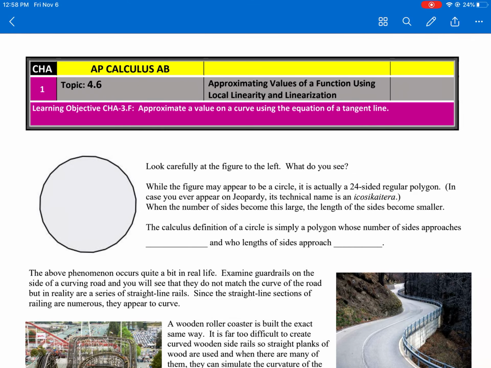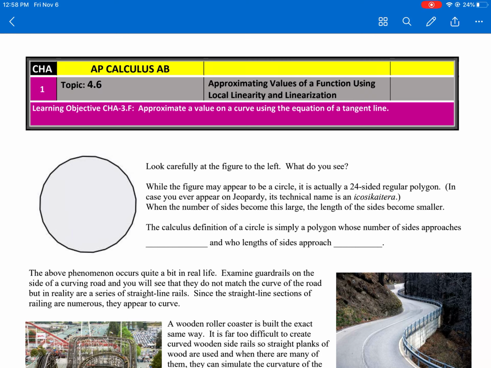Class, and welcome to lesson 3.6, approximating values of a function using local linearity and linearization. Our learning objective today is to approximate a value on a curve using the equation of a tangent line.